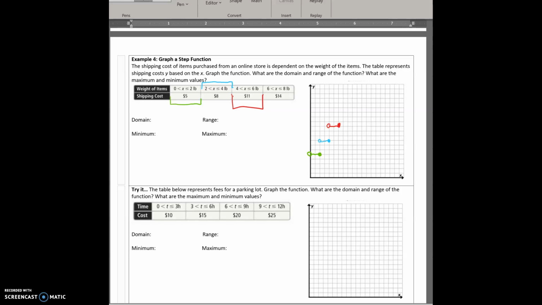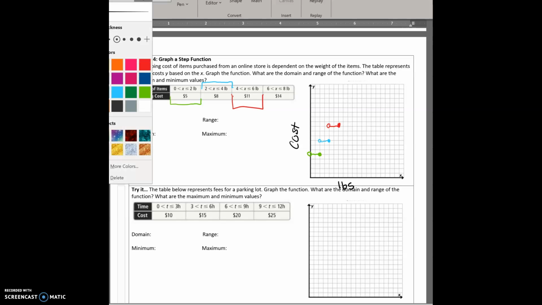So just a little helpful thing is this is my pounds and this is my cost. Just a quick little helpful thing to see.